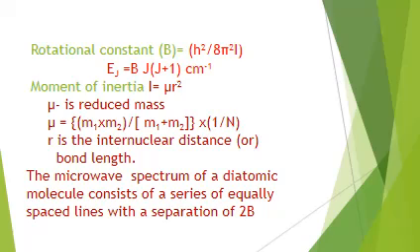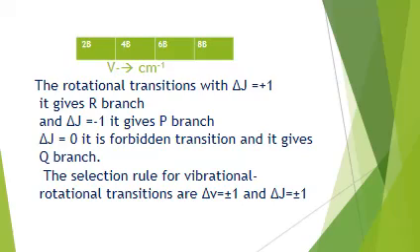The microwave spectrum of a diatomic molecule consists of a series of equally spaced lines with a separation of 2B. If you look at the figure, the energy difference between two successive energy levels is 2B. The rotational transition with ΔJ equal to plus 1 gives the R branch. ΔJ equal to minus 1 gives the P branch. ΔJ equal to 0 is a forbidden transition and it gives the Q branch.